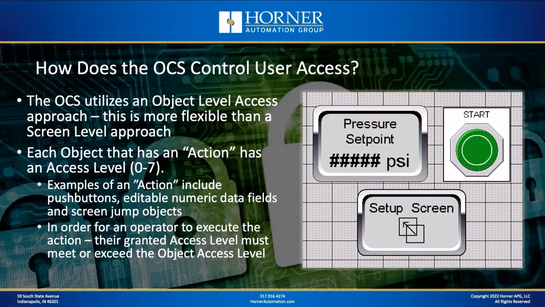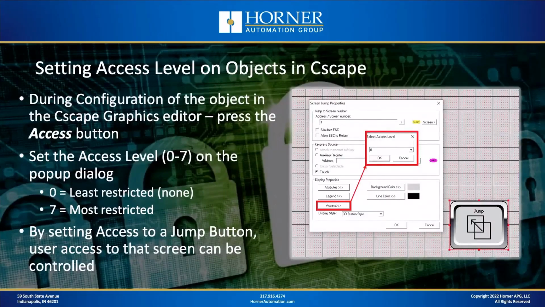However, they could only actually perform actions on certain objects on the screen. So that's the approach that we took. And once again, any object that can perform an action would be anything where you touch the screen and it actually causes an action, like changing a set point, starting or stopping, turning a bit on and off, or changing screens, for instance.